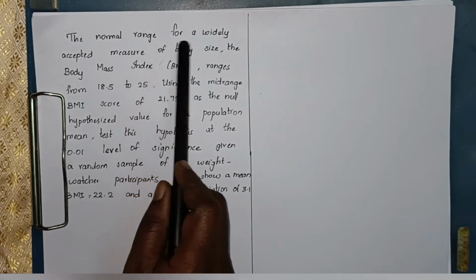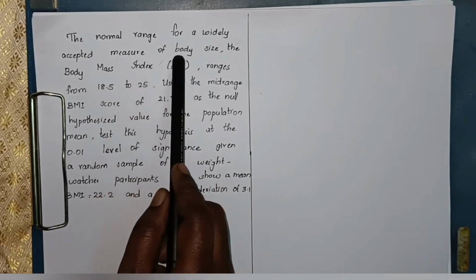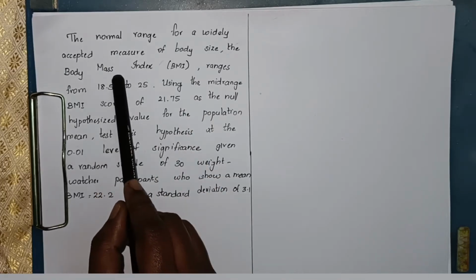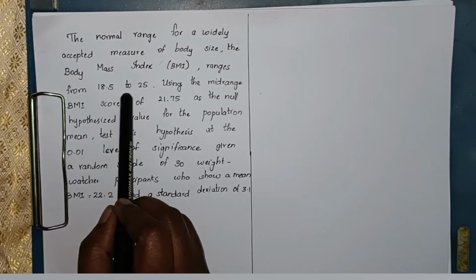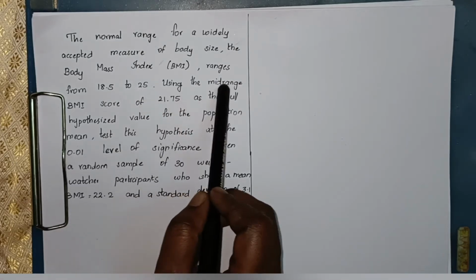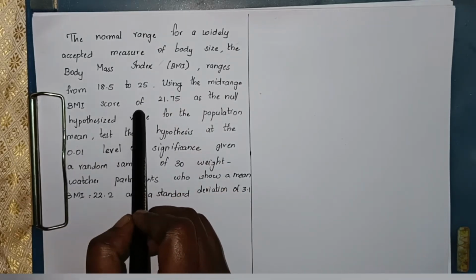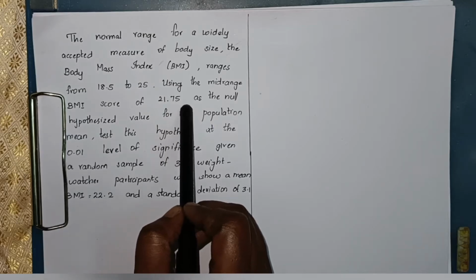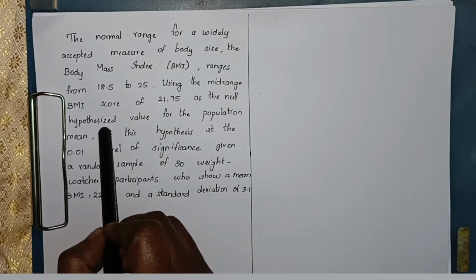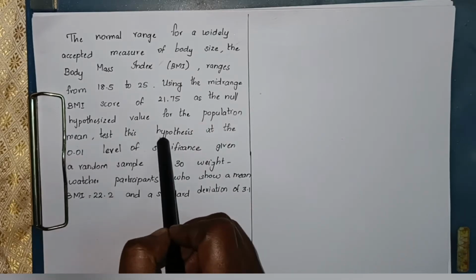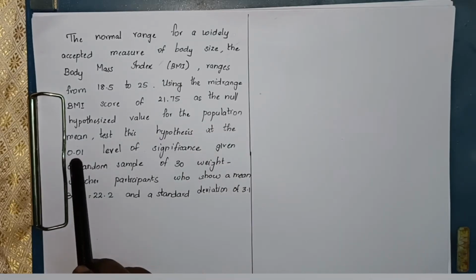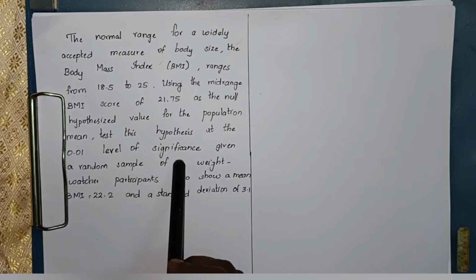The normal range for a widely accepted measure of body size, the body mass index (BMI), ranges from 18.5 to 25. Using the mid-range BMI score of 21.75 as the null hypothesized value for the population mean, test this hypothesis at the 0.01 level of significance.